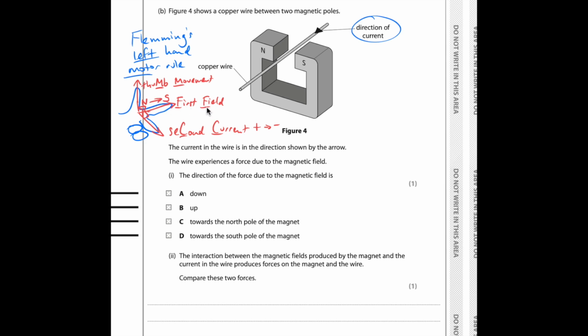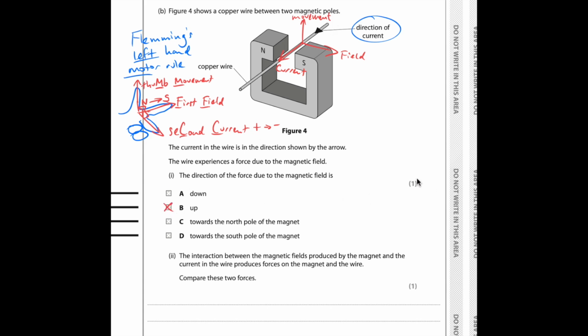So now we need to line that up. So the second finger is going that way. The magnetic field is going from north to south that way, which means that the movement of the wire is going to go up. So the answer is B.